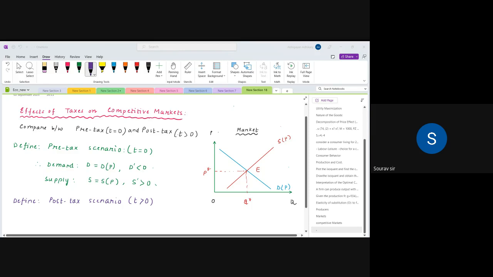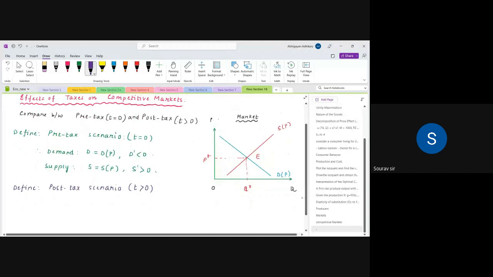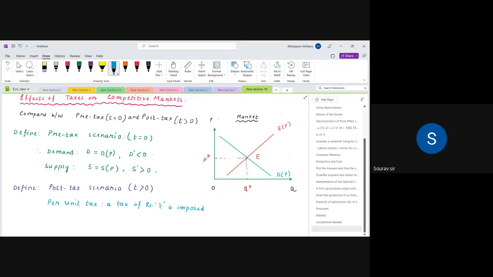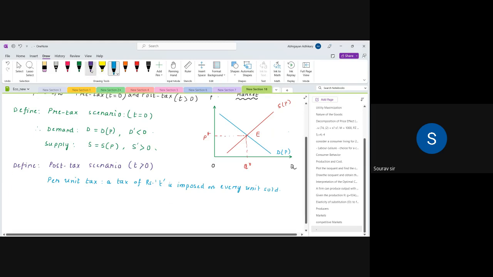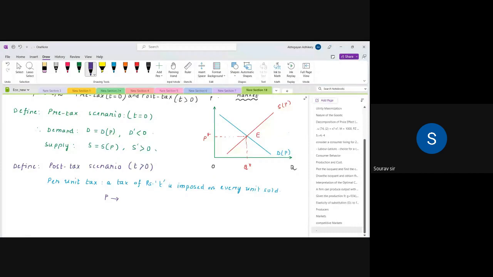Let me give the demarcation that I'm talking about. When I'm talking of taxes imposed on the market, I am referring broadly to two types of indirect taxes. Number one is the per unit tax, where a tax of, let's say, rupees T is imposed on every unit sold. Earlier, if your market price for every unit of output was P, at which the market transaction was happening, now the market price will increase to P plus T. For every unit of output that is sold, T rupees of tax is deducted by the government.